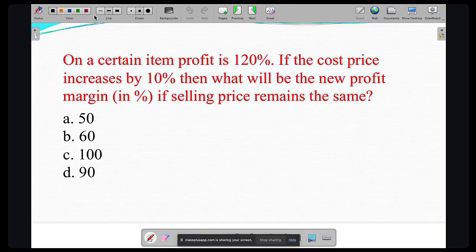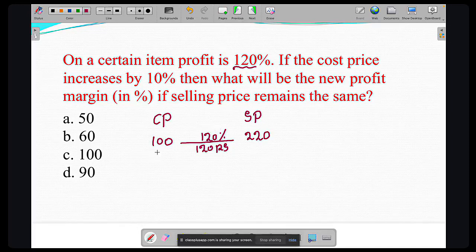If I assume, shall I do it? I'm assuming cost price. Shall I assume cost price will be 100? Then how much profit did you get? 120%. Then tell me what is the selling price? 120% of 100, 120 rupees profit. 120 rupees profit means what is the selling price? 220 rupees is the selling price.